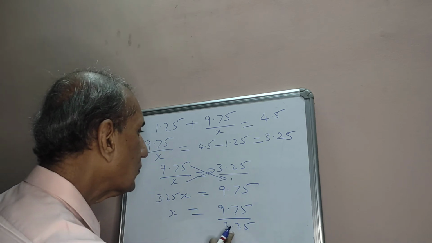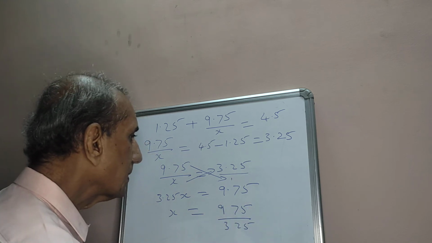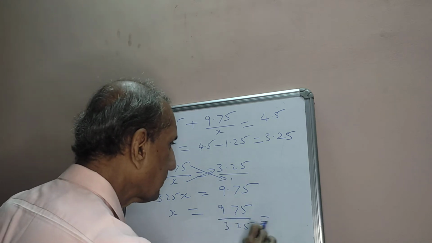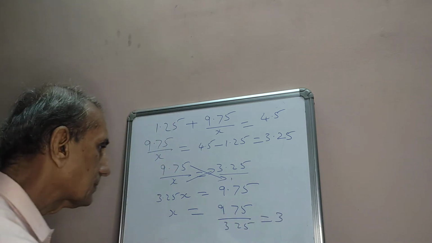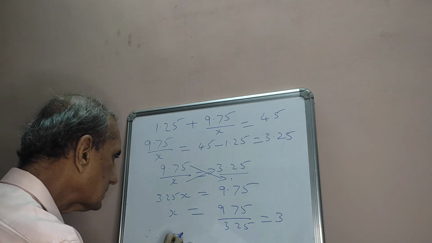Now I have two places after decimal here, two places after decimal here. I can remove the decimal point. I think it goes exactly 3 times. So x is equal to 3. Okay. So my answer is therefore x is equal to 3.